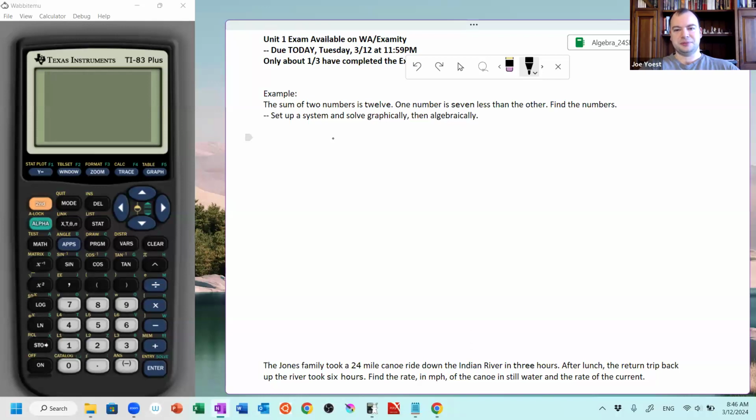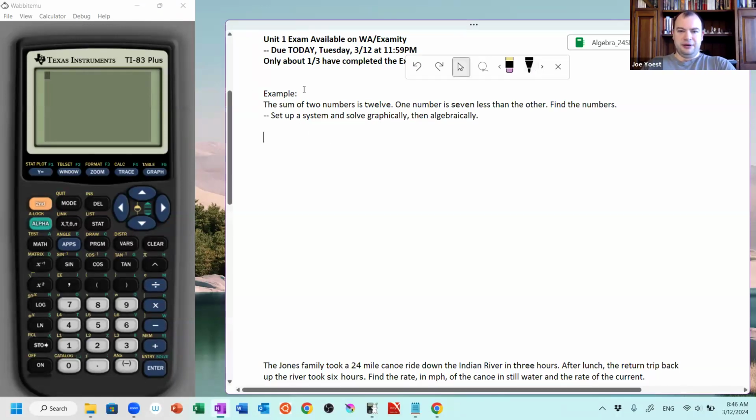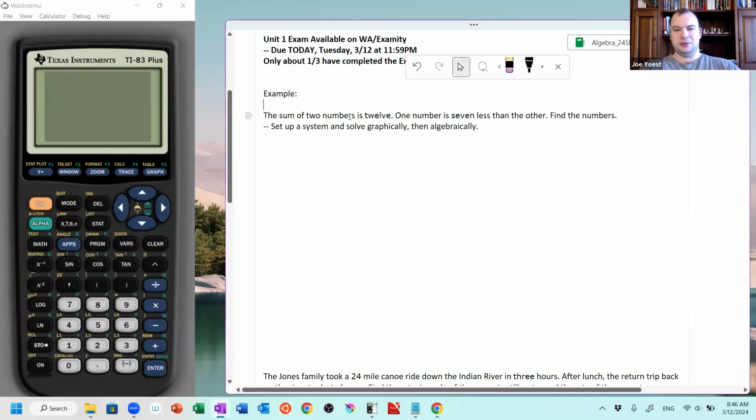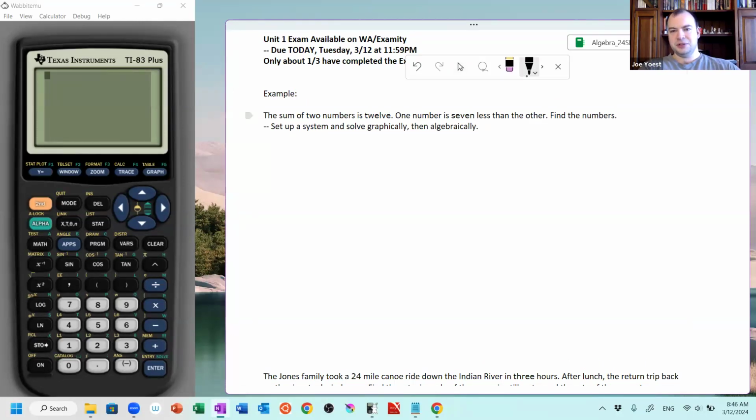Okay, so I see I have the wording, the sum of two numbers is 12. So again, I pick out my "is," that probably means equals. The sum of two numbers, let's call them X and Y, and that sum is 12. So I think one of my equations I get right away is just X plus Y equals 12.